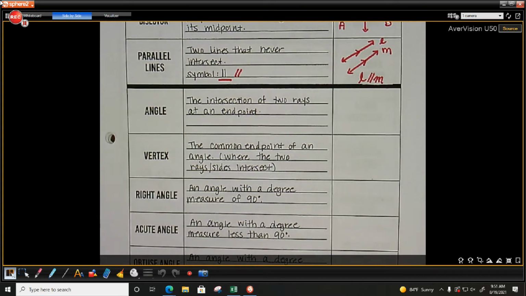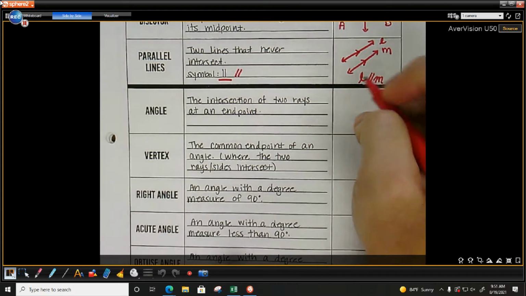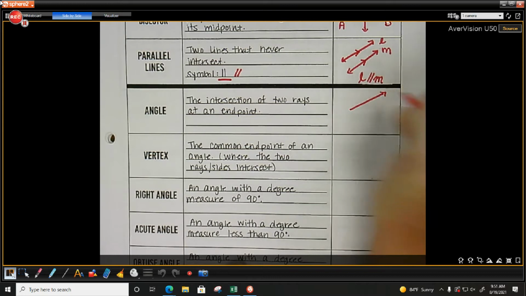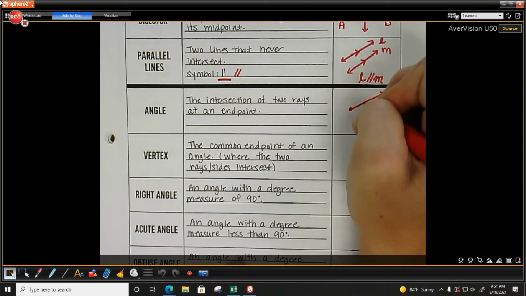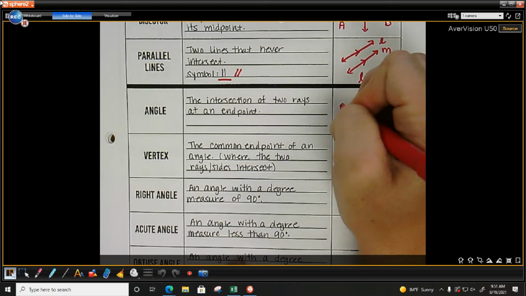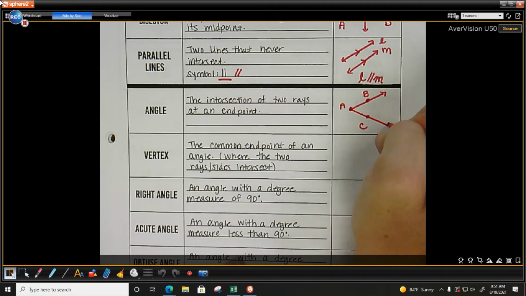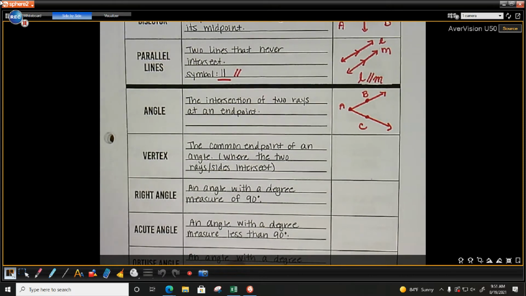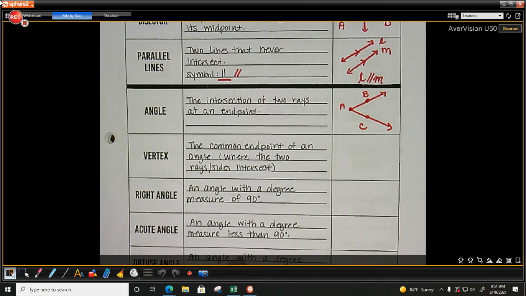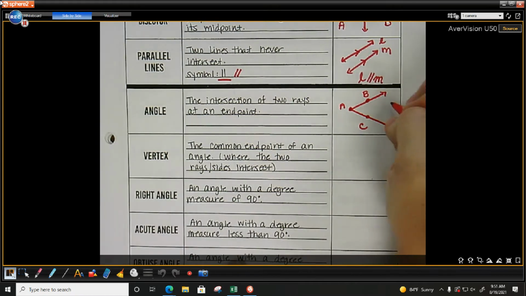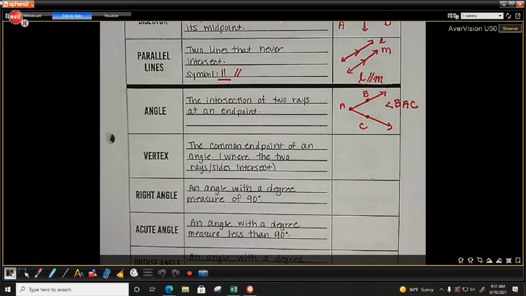Starting with our angles. Okay, so an angle is the intersection of two rays at an endpoint. So I have this ray. Remember, a ray goes indefinitely in one direction. So I have this ray, AB, and then I have this ray, AC. So this would be angle BAC. Guys, the way you order angles matters, okay?